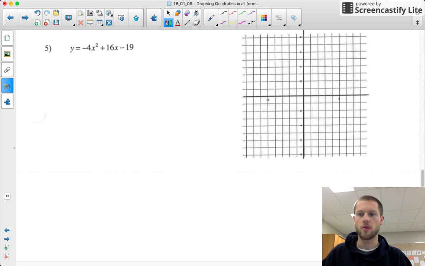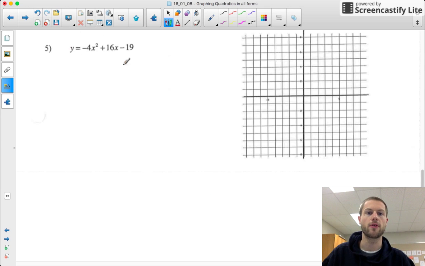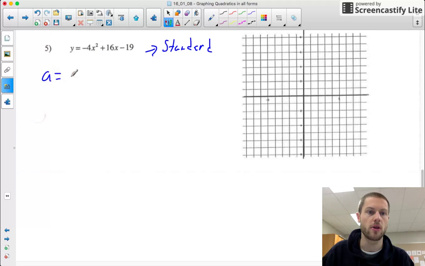Okay, here is one of the problems from our notes. This is number 5, and what we want to do is graph this quadratic here, and this quadratic is in standard form. I know that because it's following the y equals ax squared plus bx plus c format. So first let's identify our a, our b, our c. A is -4, b is 16, and c is -19.